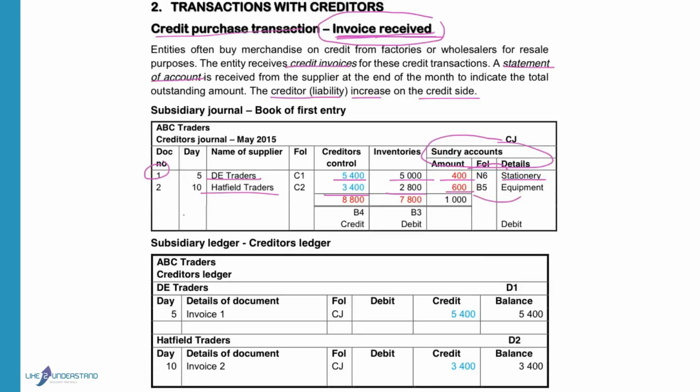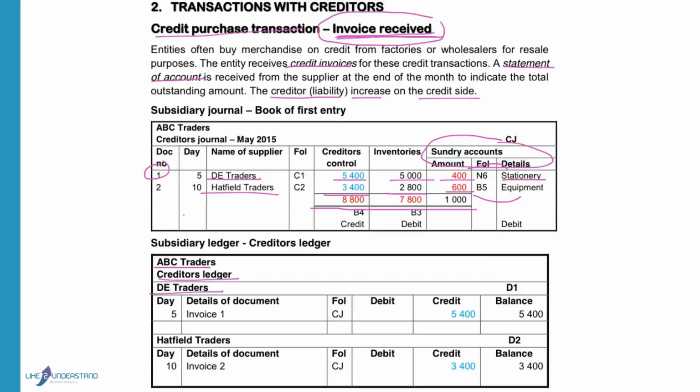At the end of the month, we will add up the totals in these columns to determine what is our total amount in the creditor's journal at the end of the month. Now we have two different ledgers that we have to use here. So the general ledger is where we do the double entries. Then we also have a creditor's ledger that we will open for every individual person or business that we deal with. So we will have an account in the creditor's ledger for DE Traders.